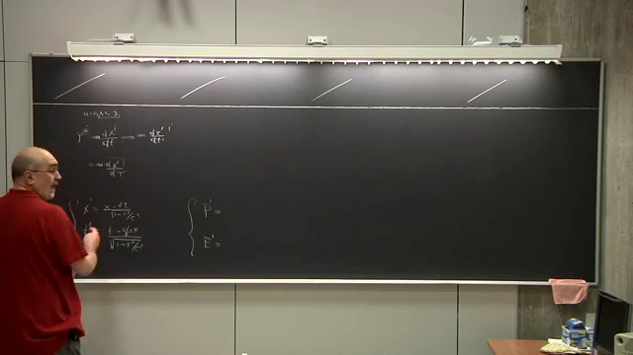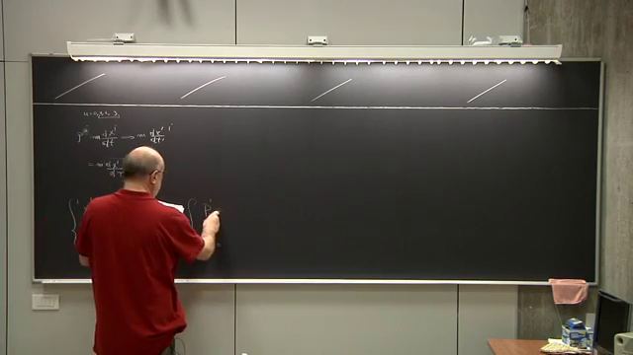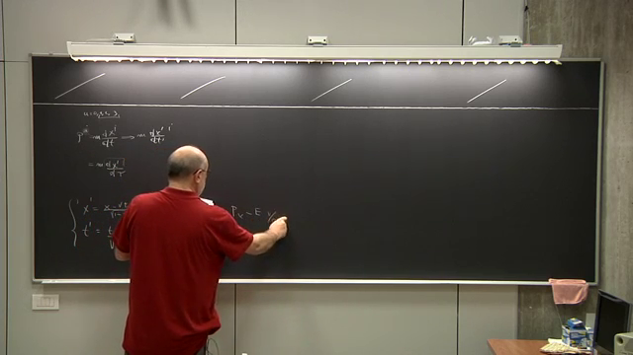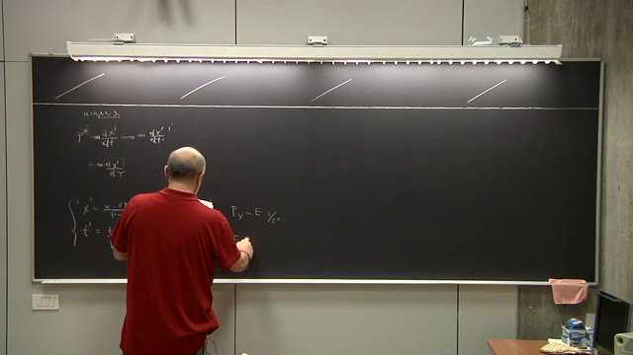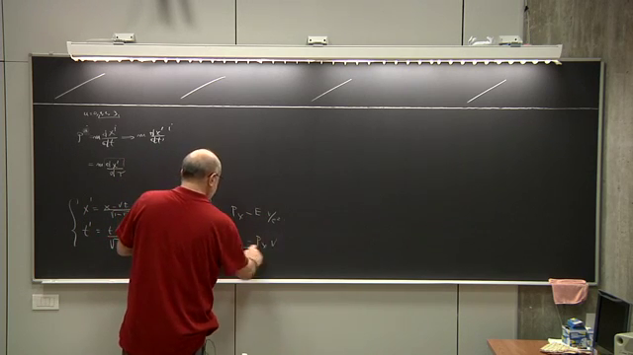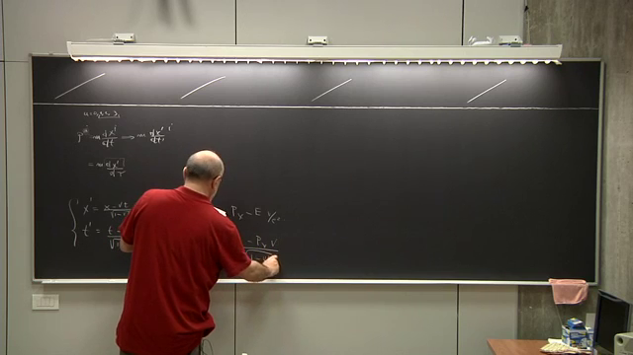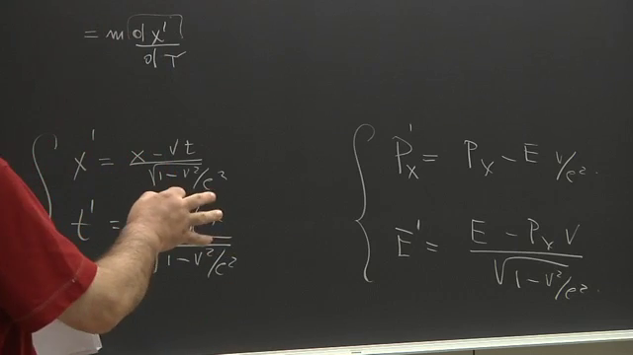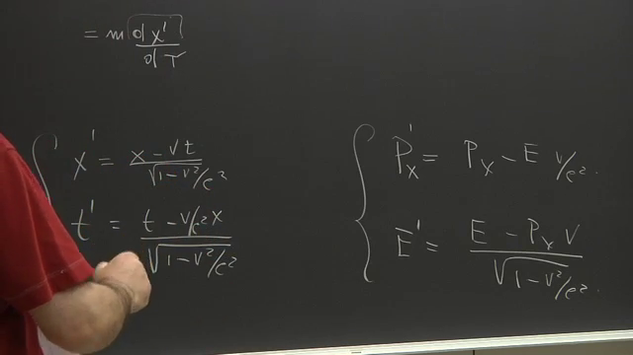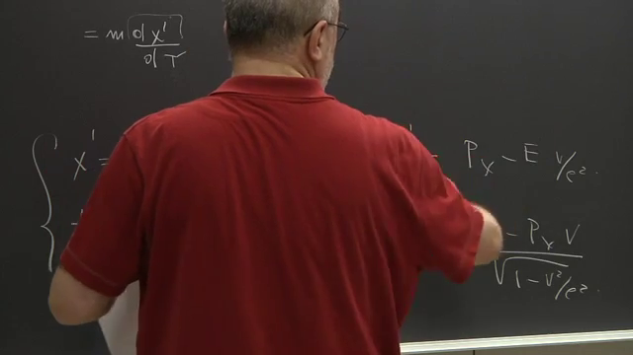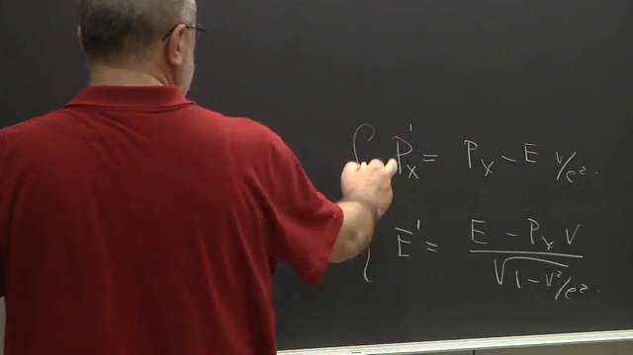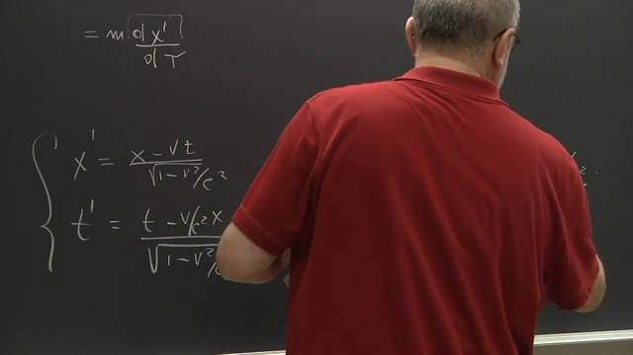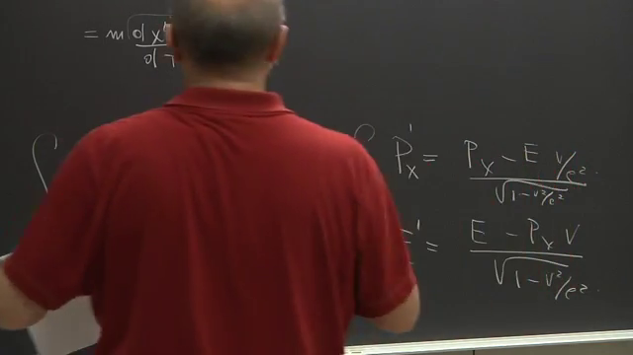Let's suppose we are just in one space dimension. P_x' is equal to (P_x minus E v/c^2) over the square root of 1 minus v^2/c^2, and similarly for E'. Both of them now are 4-vectors, in the sense that it's possible to see, dividing properly by c, that this quantity transforms in a manner that is very similar to this, and so on and so forth.